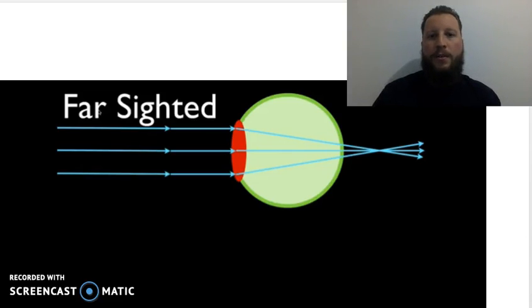Just wanting to give you a little bit of a rundown about near-sightedness and far-sightedness, just in case you missed out in class, or if you just want to do a little bit more revision. So the first thing I'm going to do is far-sighted.